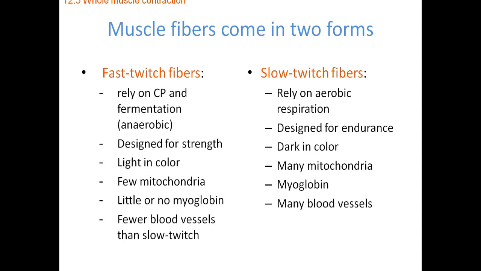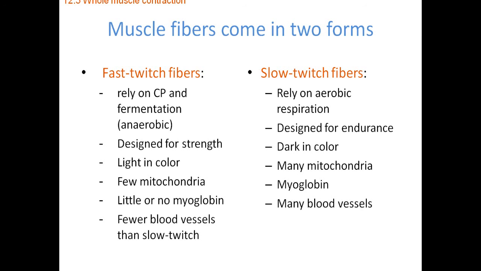Fast twitch fibers use 2 really fast ways to make ATP. One is called creatine phosphate, a way we store phosphate so that we can make ATP really fast. And then anaerobic respiration. We don't use any oxygen with these, so both of them are anaerobic. They're designed for strength. They're usually light in color because they don't have much myoglobin in them.